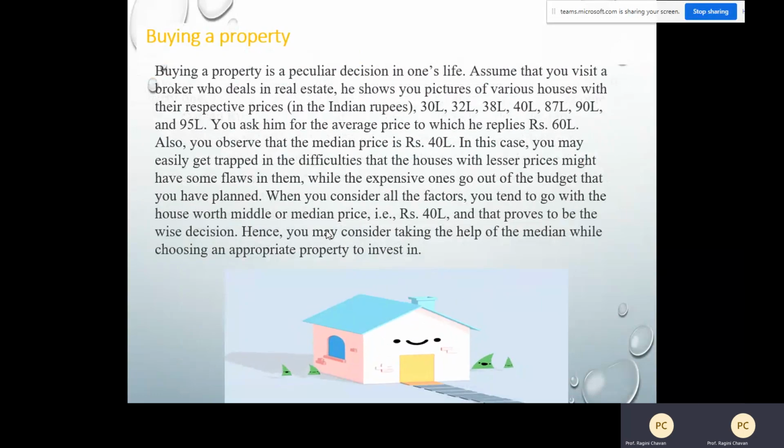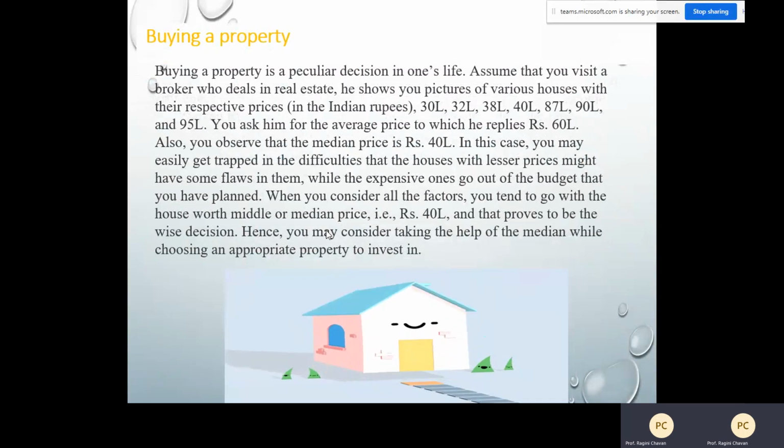Next application is buying a property. Buying a property is a particular decision in one's life. Assume that you visit a broker who deals in real estate. He shows you pictures of various houses with their respective prices, like 30 lakhs, 32 lakhs, and up to 95 lakhs. You ask him for the average price, to which he replies rupees 60 lakh. Also, you observe that the median price comes out to be 40 lakhs because the middlemost observation is 40 lakh.